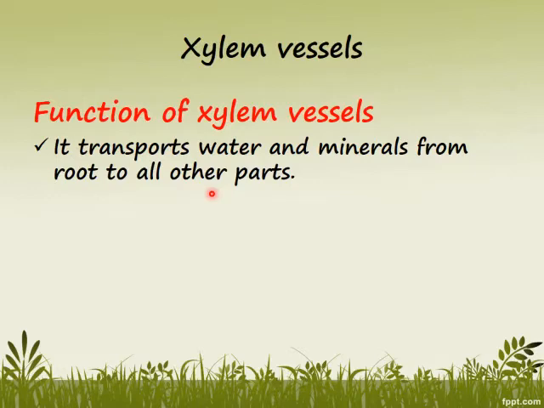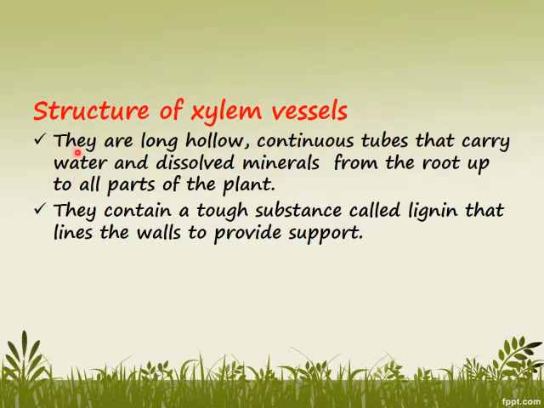So here, the xylem vessels are very important for the transportation of water and minerals from the roots to all other parts. If we talk about the structure of xylem vessels, these are basically long, hollow, continuous tubes that carry water, and they also carry the dissolved minerals. They take up water from the root and then transport water to every part of the plant. They contain a very tough substance called lignin, and the lignin is there to provide support.